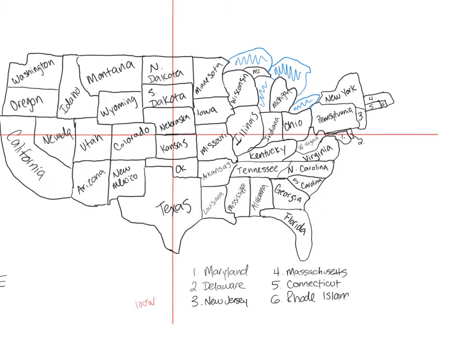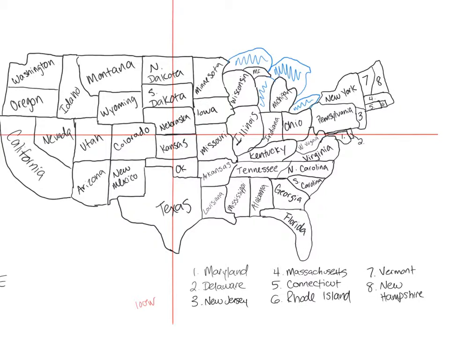If you are numbering yours different, that's fine. Just make sure you know what is what. And then pretty much straight up like this. 7, Vermont. 8, New Hampshire. And then Maine.